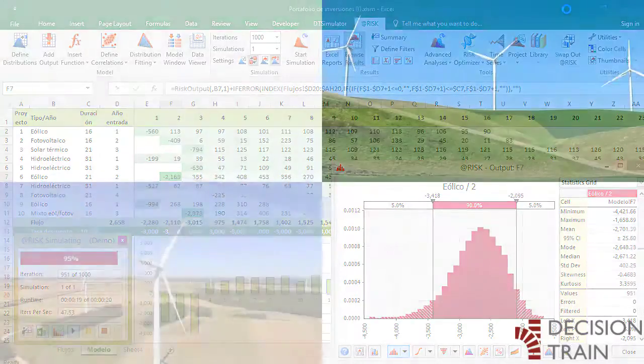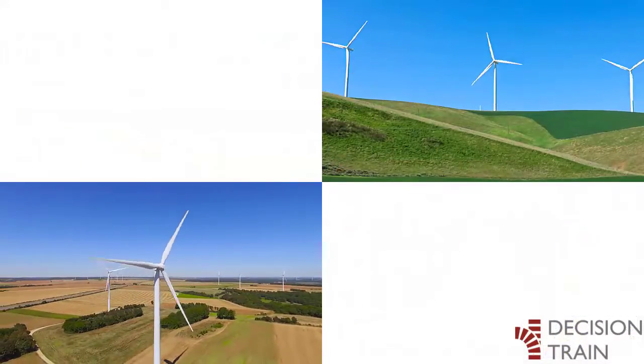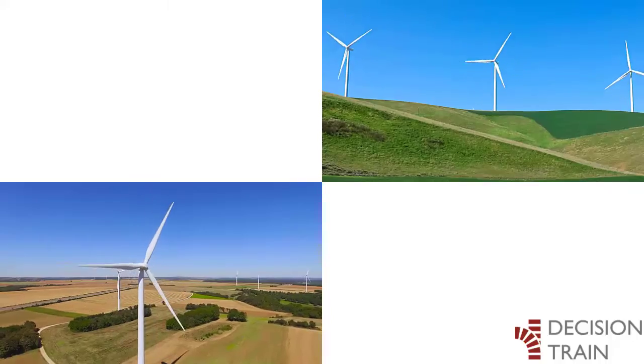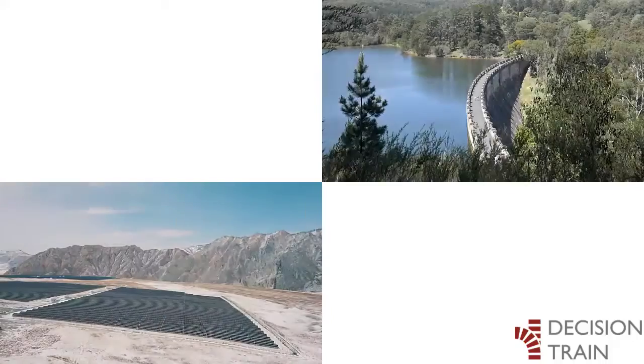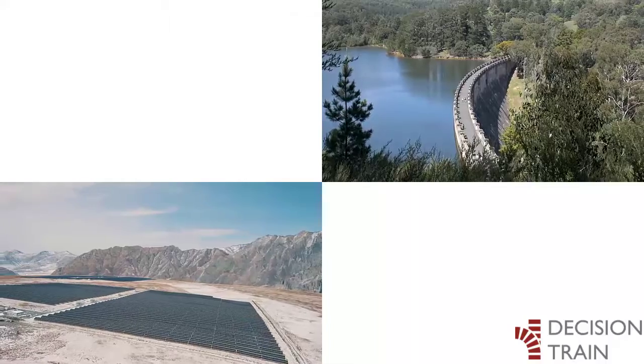For example, wind projects will be highly correlated to global atmospheric events. Projects of different nature in the same country could also be highly correlated according to macroeconomic conditions.